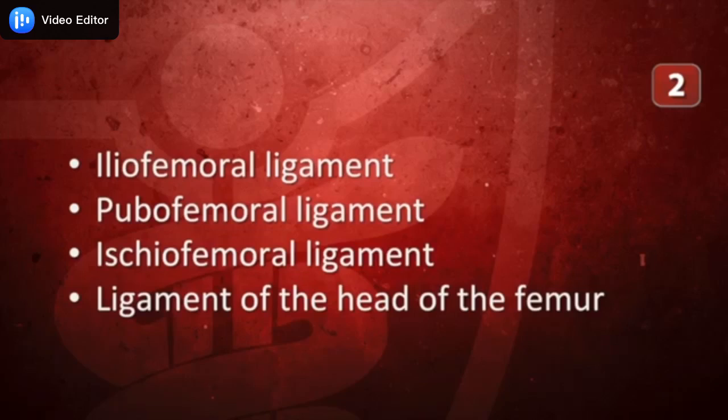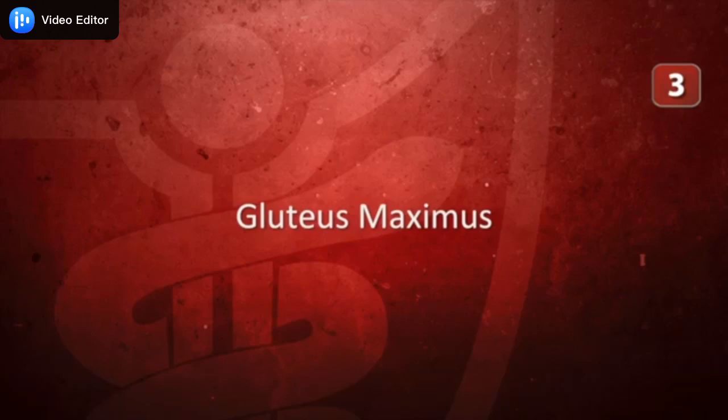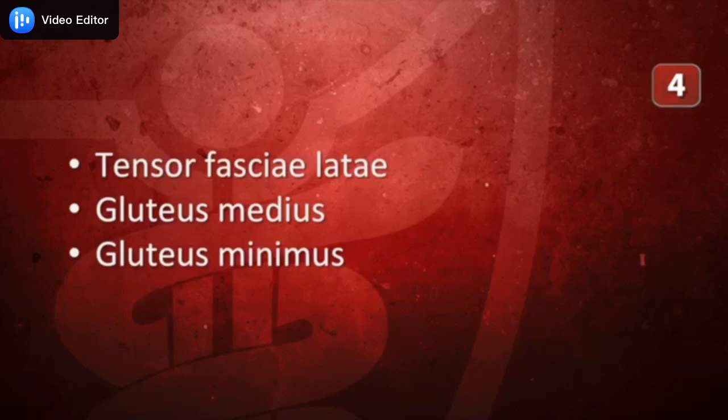Next question. What four ligaments hold the hip joint together? So you have the iliofemoral ligament, the pubofemoral ligament, the ischiofemoral ligament, and the ligament of the head of the femur. Next question. What muscle does the inferior gluteal nerve innervate? That's going to be your gluteus maximus. Next. Which muscles does the superior gluteal nerve innervate? So we have the tensor fascia lata, the gluteus medius, and the gluteus minimus.